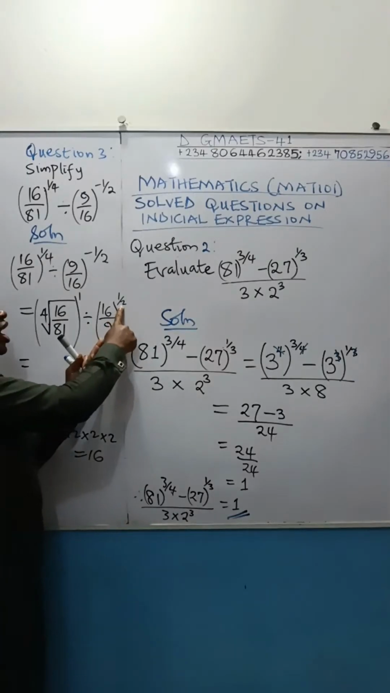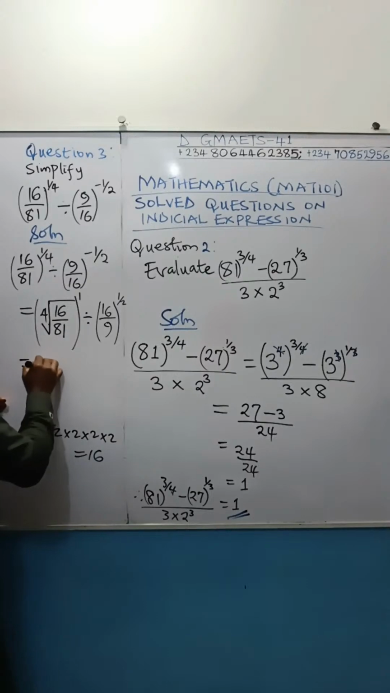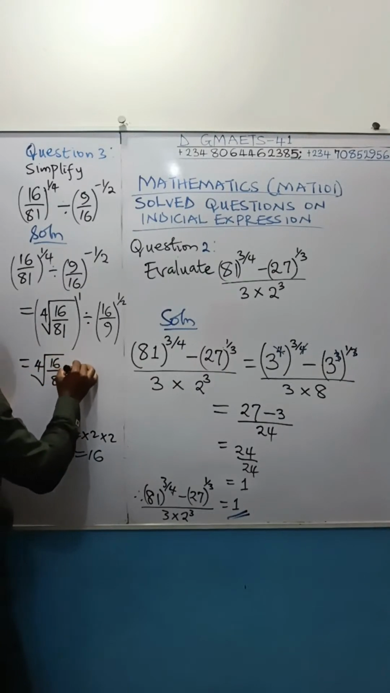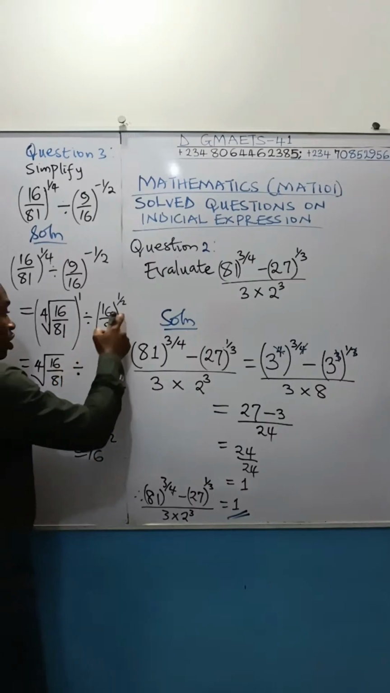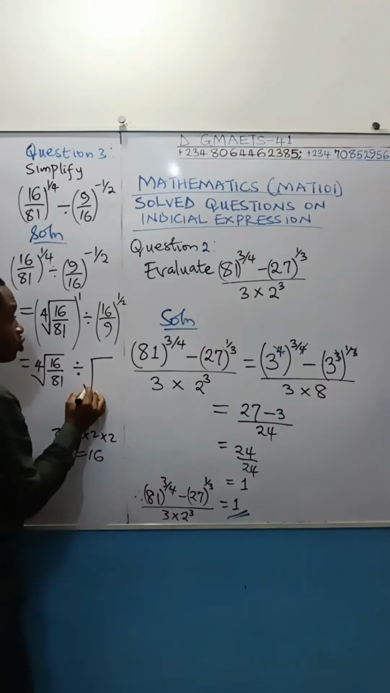By the way, take note. You see this raised to power half. This is already square root of this whole thing. In fact, let me show it to you. Fourth root of 16 all over 81. Then divided by, you come over to this is square root. Because for square root, you have invisible 2 here. Invisible 2 inside this root sign.